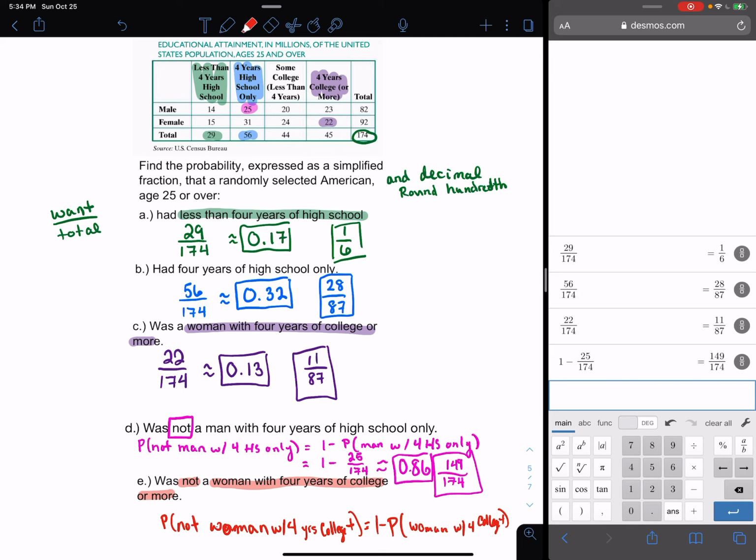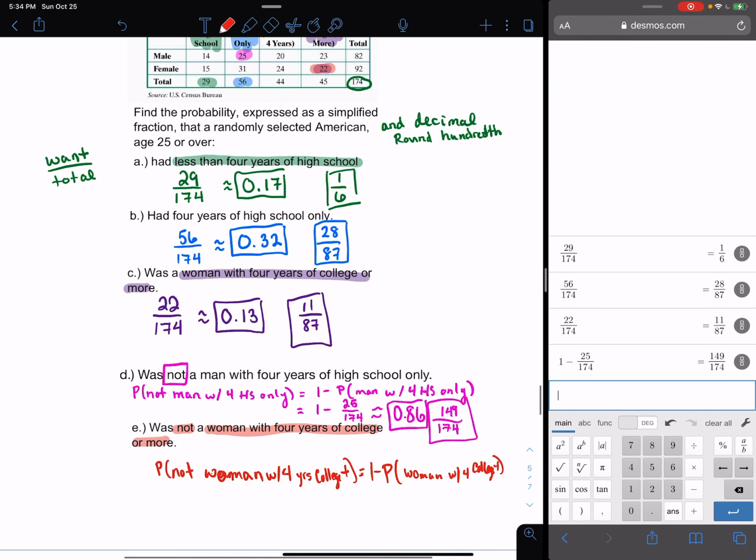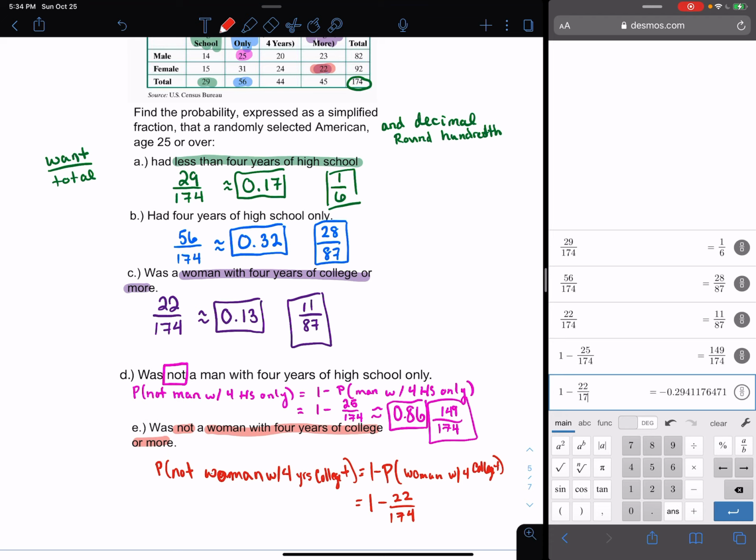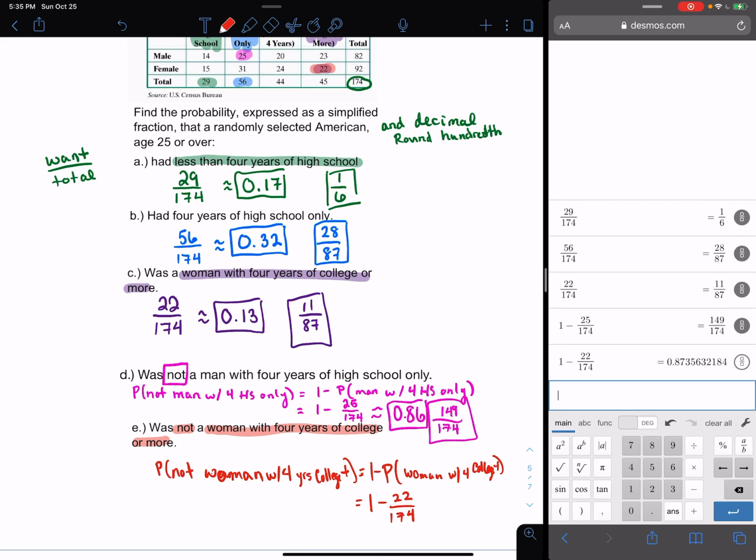So if I look up here, woman with 4 years of college or more, was that 22? Right? So I know as a probability that's 22 over the total, the 174. So when I do 1 minus 22 over 174, when I round that decimal, it gives me approximately 0.87, because I had 0.873. The 3 told me to leave the 7 alone. And when I hit the fraction button, it gives me 76 over 87 for my answer as a simplified fraction.